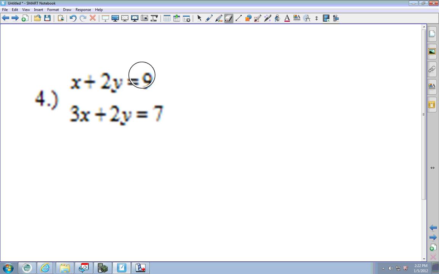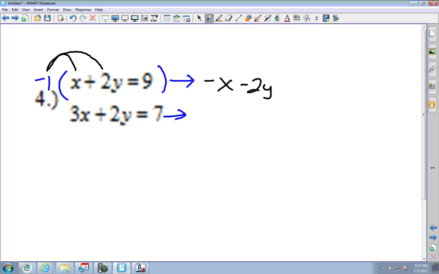Or, is there a variable that looks exactly the same? The y's do. It says 2y and 2y. Well, all that I need to do is make one of these 2y's negative. So I can multiply by -1. Now you could have done either one of these and you still would come up with the same answer. I'm going to multiply by -1. So I have -1 times x, -x, -1 times 2y, -2y, equals -1 times 9, -9.